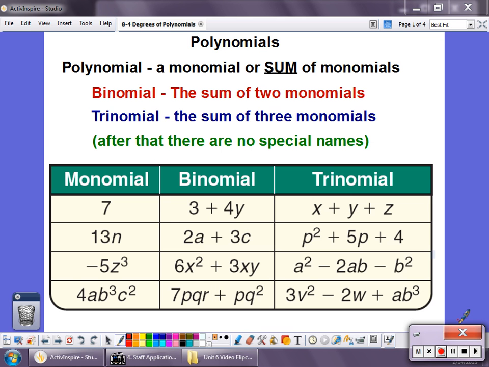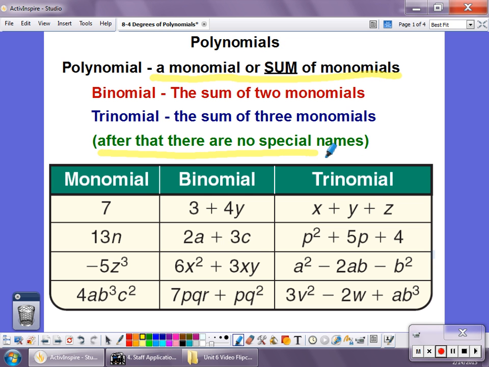A polynomial is either a monomial or a sum of monomials. You can think of it as a monomial or groups of monomials that are going to be added or subtracted together. Now there are three main kinds of polynomials that we call by special names, and then after that they're all going to be referred to just as polynomials.